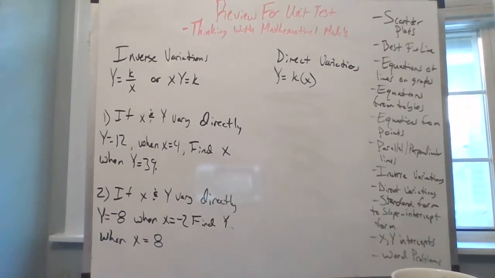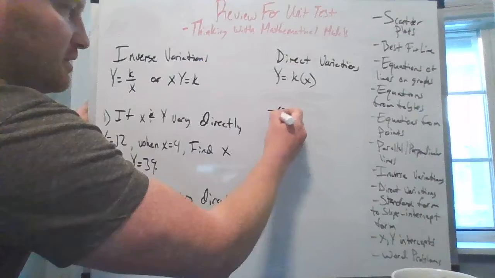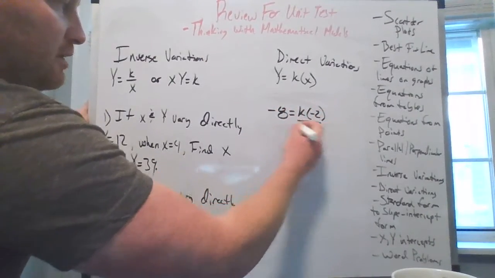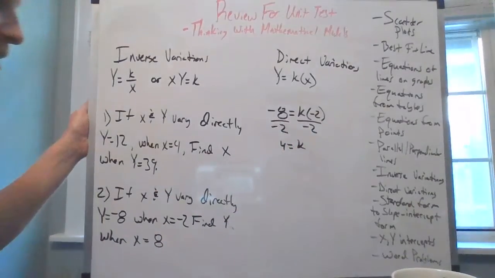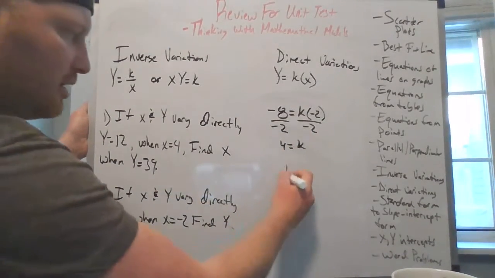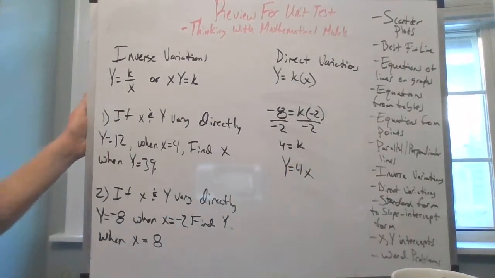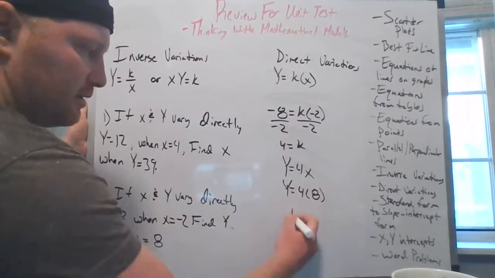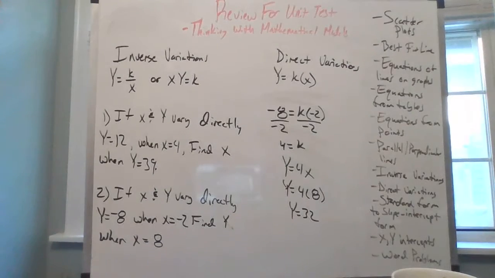Next one says if x and y vary directly, y equals negative 8 when x equals negative 2. Let's find out what k is first. Negative 8 equals k times negative 2. Divide both sides by negative 2, and I get 4 equals k. There's that. So now we're using the equation y equals 4x. Find y when x equals 8. It's as basic as this. So y equals 32. There you go. You'll be seeing some of these on the quiz on Friday.